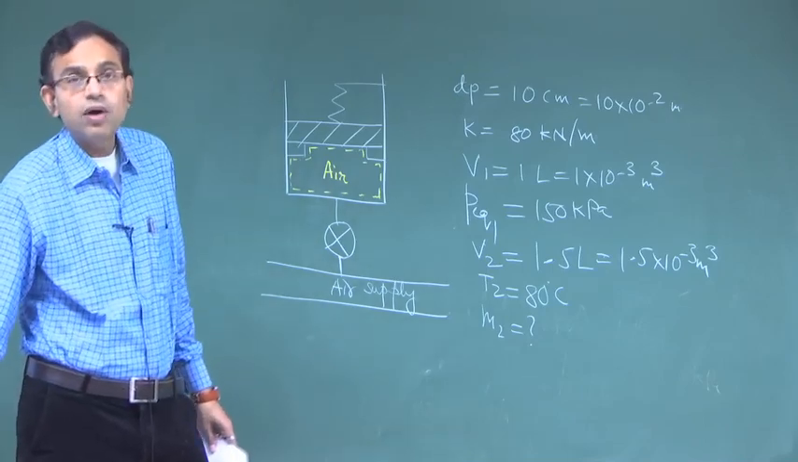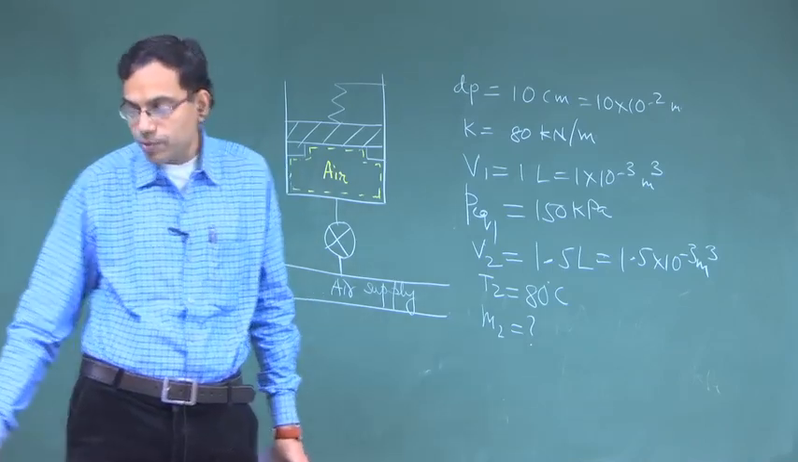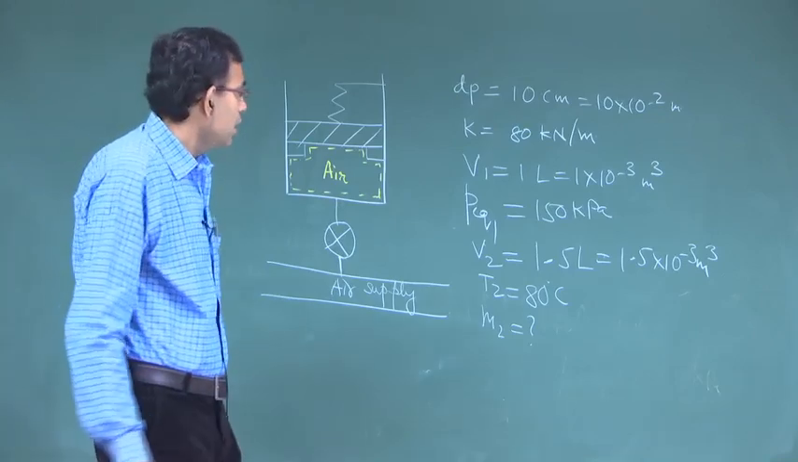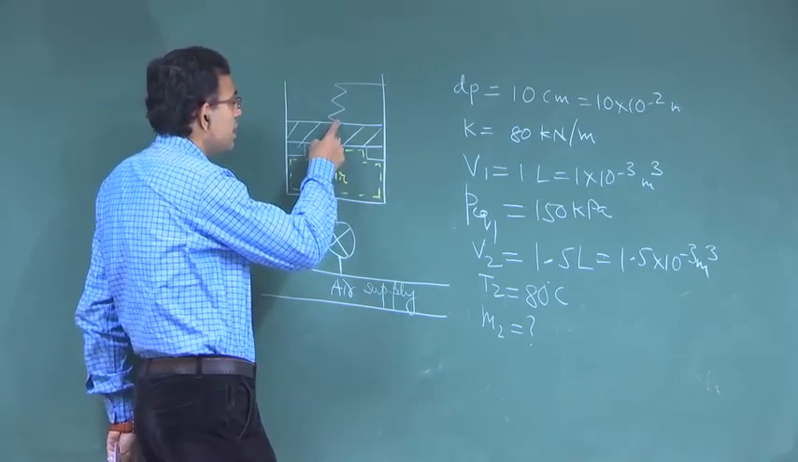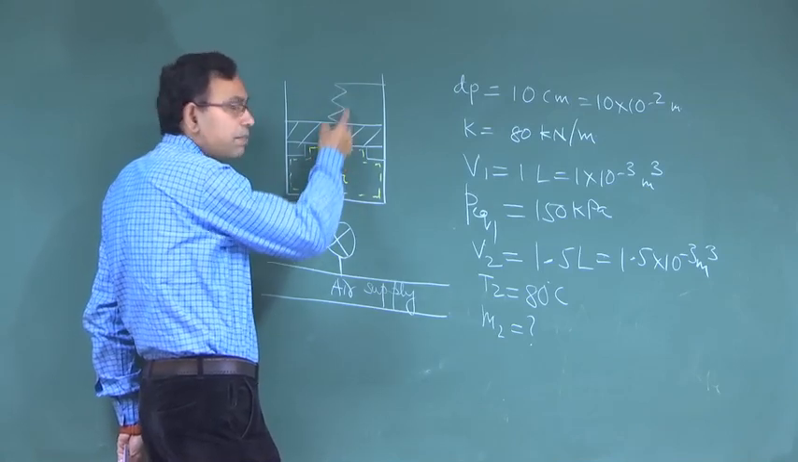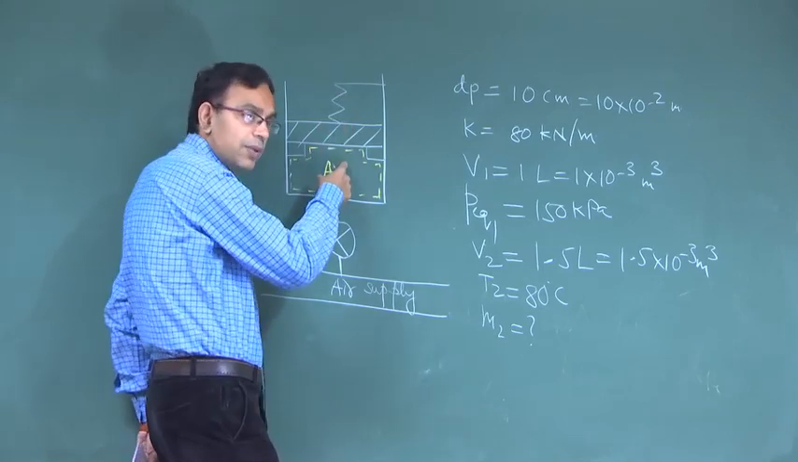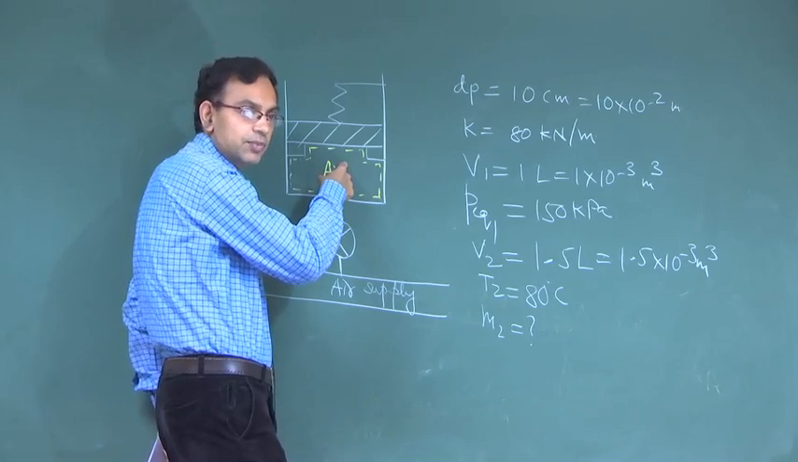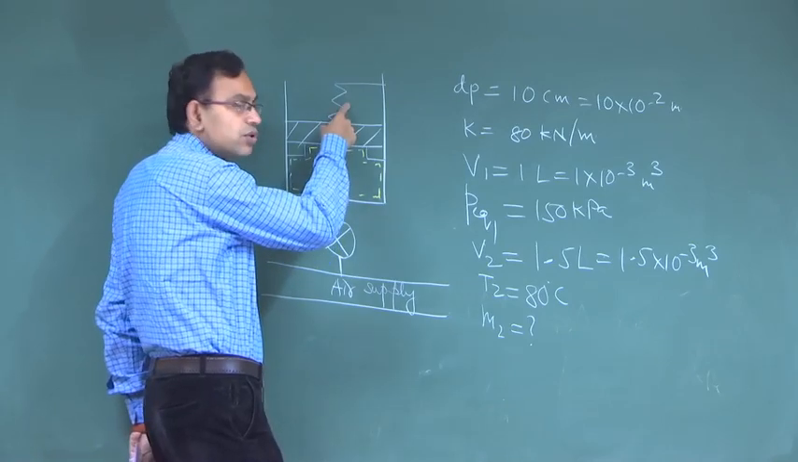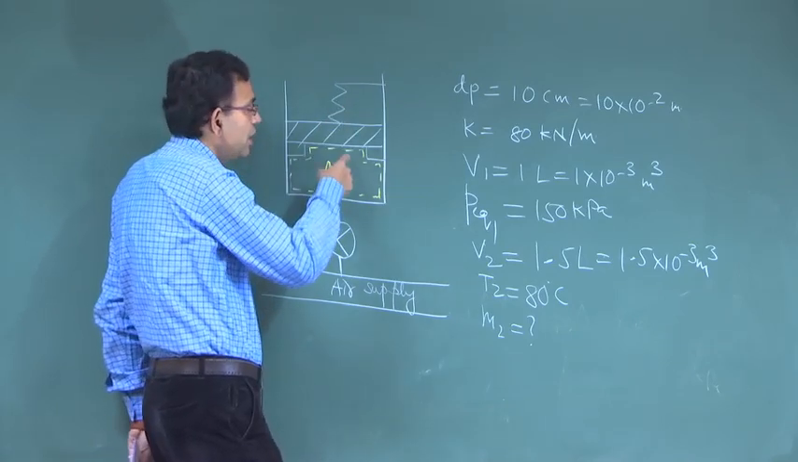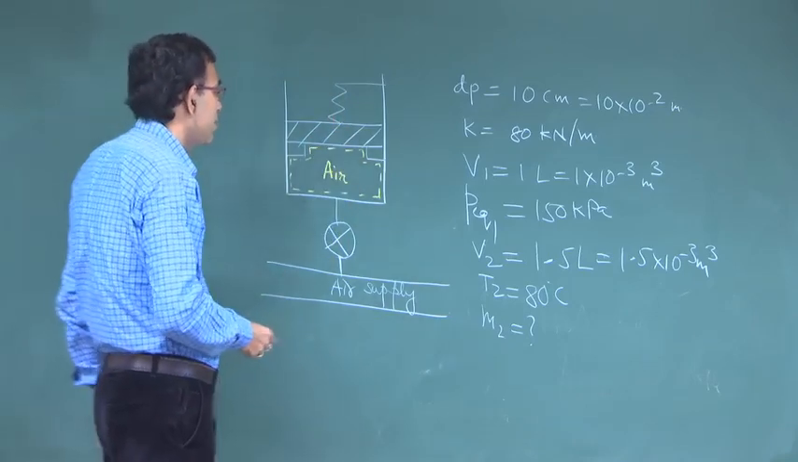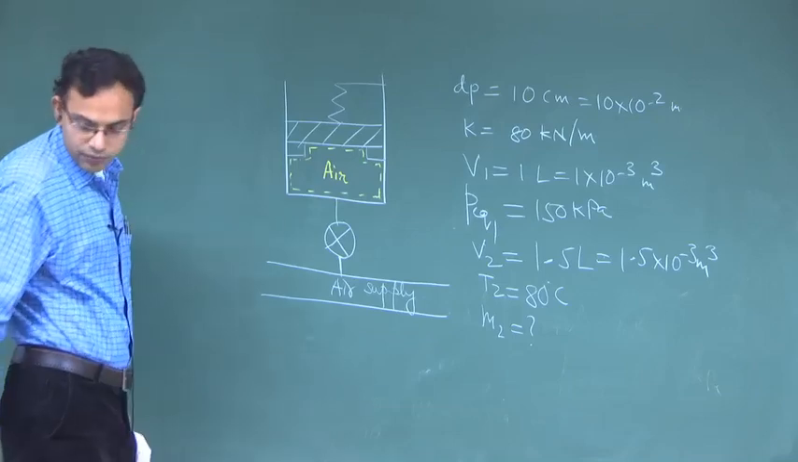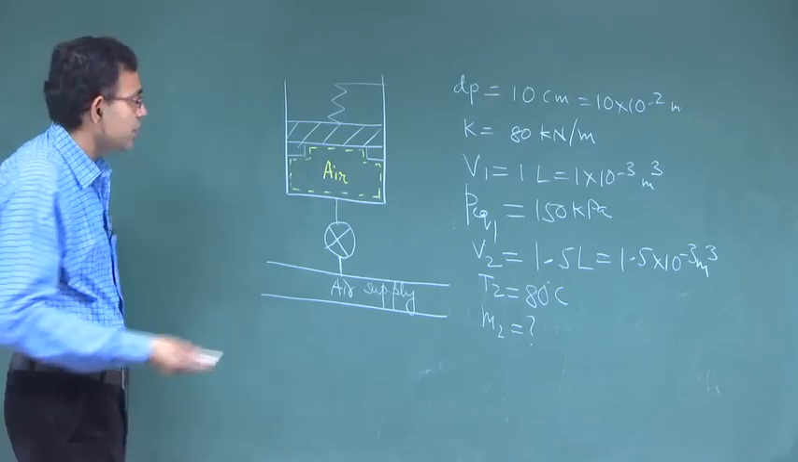So, can you tell what is the difference between the previous problem and this problem? The difference is that because the spring force varies as the piston is moving, the equilibrium pressure also varies as the piston is moving. In the previous problem there was no spring, so equilibrium pressure remained constant. Now here the equilibrium pressure will vary. So we draw the free body diagram of the piston.